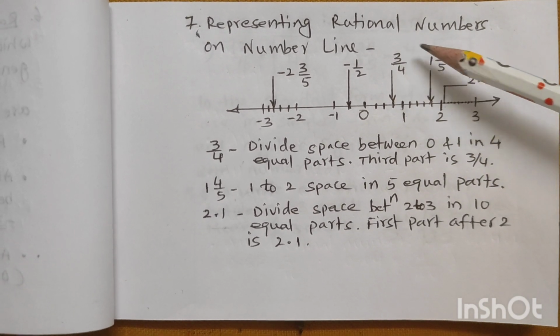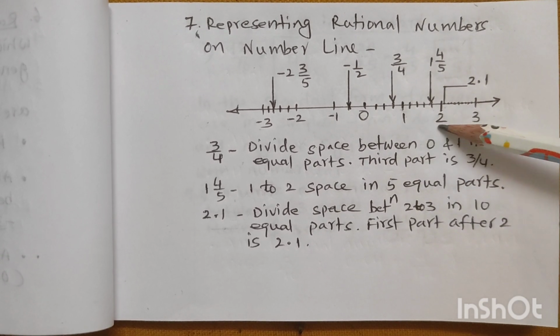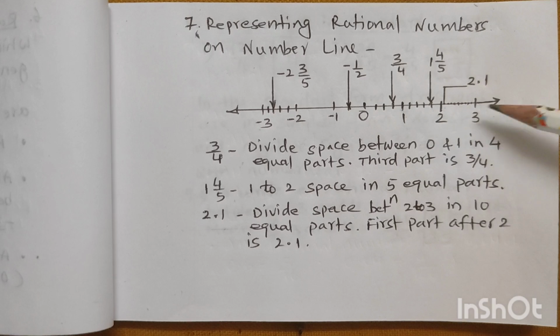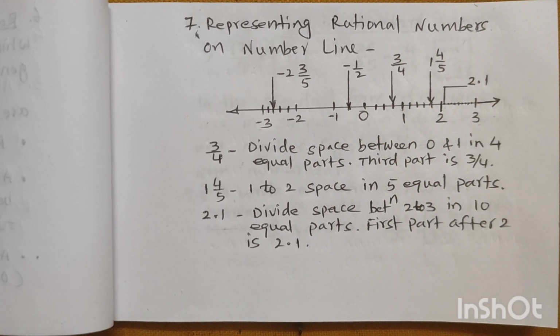Now representing rational numbers on number line. Representing integers is no problem. 1, 2, 3, 0, minus 1, minus 2, minus 3 are easily represented here.